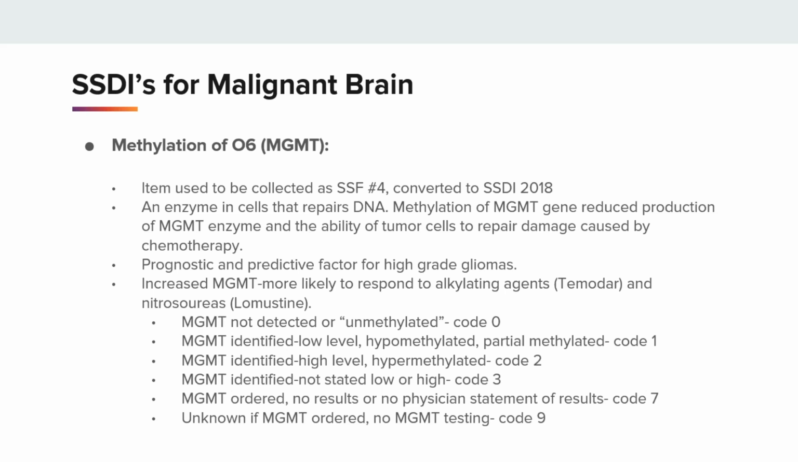So we have certain codes here. If it's not detected or unmethylated, we have a code 0. If it is detected at a low level or hypomethylated or partially methylated, it is a code 1. A high level or hypermethylated would be a code 2. If we know that it was identified, but we don't know if it's high or low, it's not showing any of those terms, we have a code 3 for that. And then the standard 7 if we know it was ordered, but no results or physician statement of the results. And unknown completely would be a code 9.